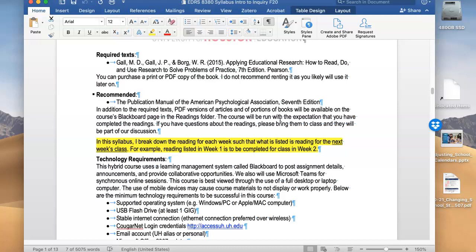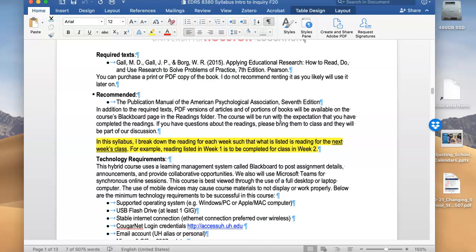I recommend that you purchase the Publication Manual for APA, the 7th edition. That said, you can also access guidelines for APA style online, for example, the Purdue OWL Lab. Literally just Google Purdue OWL, and you'll find that they have all of APA's guidelines. So if you decide you just don't want to purchase another book, please become friends with that webpage or APA's webpage.